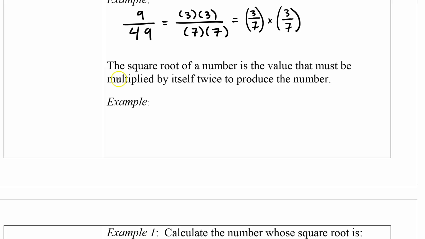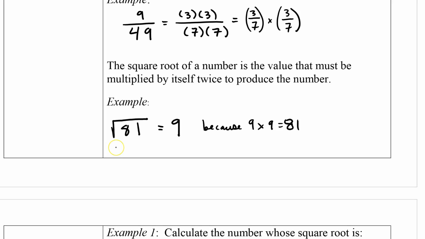Now here's the last thing. The square root of a number is the value that must be multiplied by itself twice to produce that number. Oh my goodness, that sounds pretty crazy. But let's simplify it with an example. So if I said the square root of 81, I would say that it is 9, because 9 times 9 equals 81.